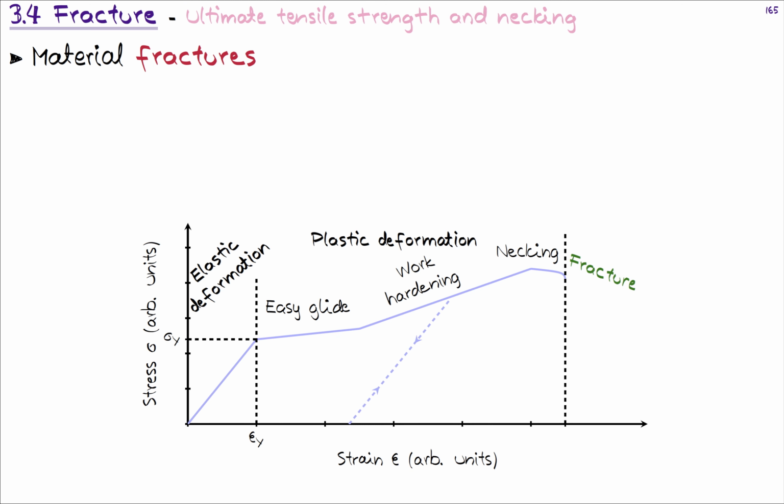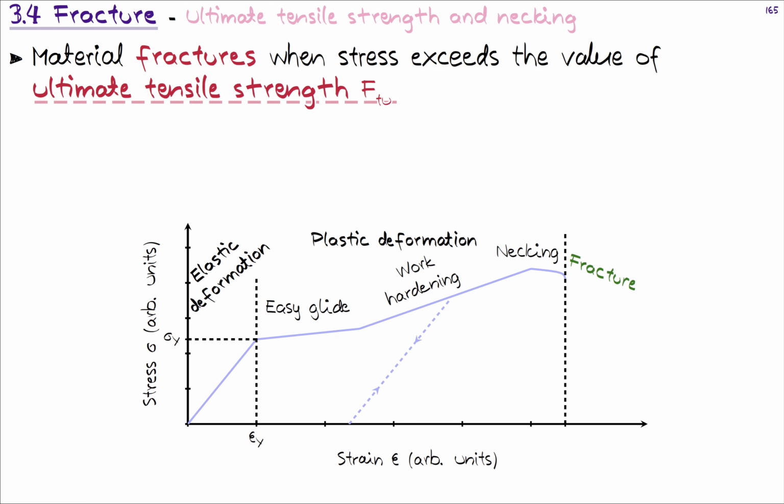And the material fractures when the stress exceeds the value that is defined to be the ultimate tensile strength FTU. And this is where we have the dotted vertical line here by the fracture, so that at the kind of highest value that we have in here somewhere, we have this ultimate tensile strength value, and when that is being exceeded, the system, like the solid, breaks down.